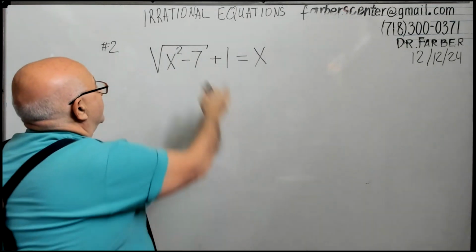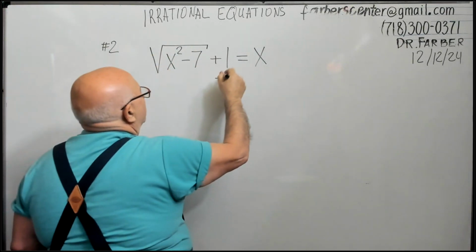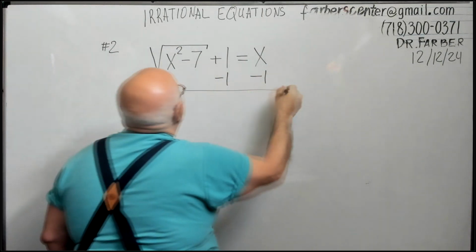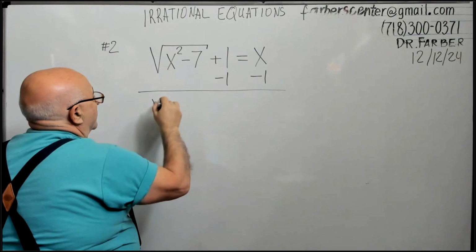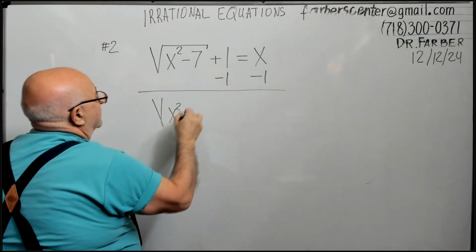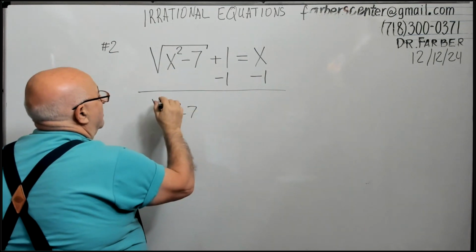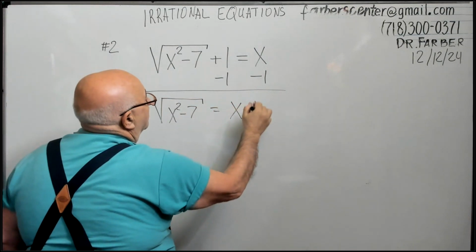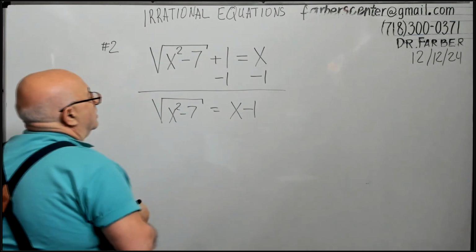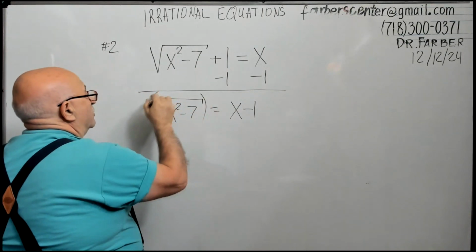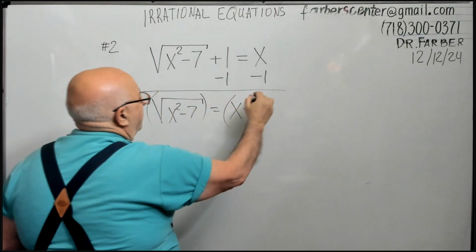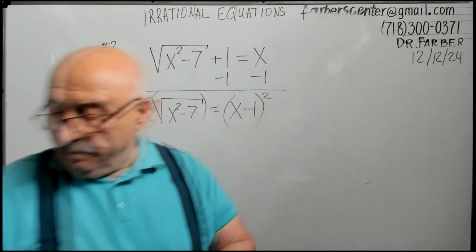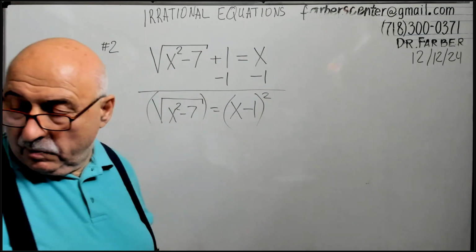I want to isolate this radical. Minus 1 and minus 1. Square root of x squared minus 7 equals to x minus 1. Put both parts to the second power. I just remind you, I take a different color. Here it is.